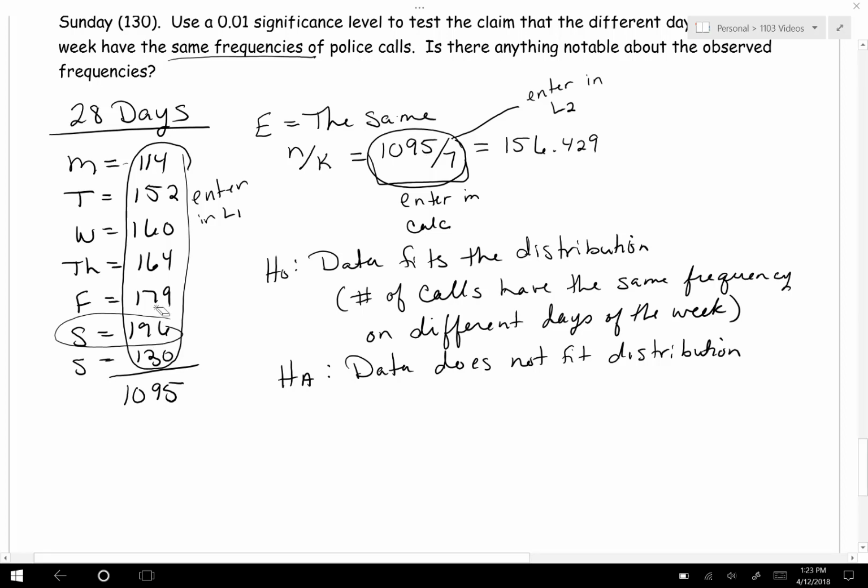So again, these are what you're going to enter into L1. You're going to take 1095 divided by 7, hit enter into 7 different cells in L2. So go ahead and enter those into your calculators, pause the video right now, and then run the test and see what you end up getting.